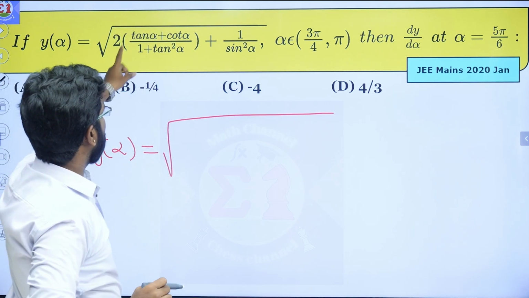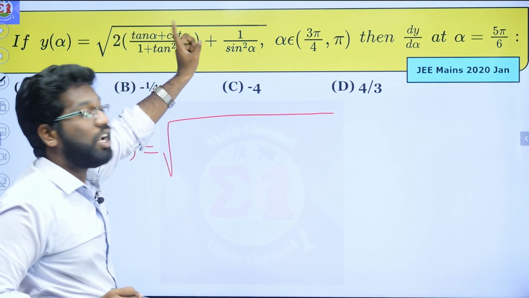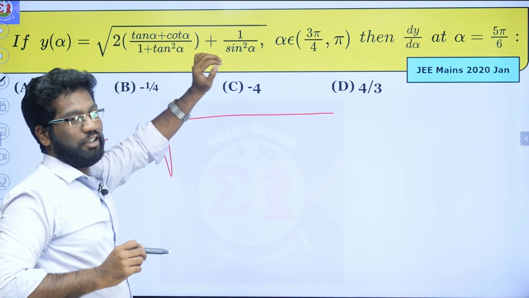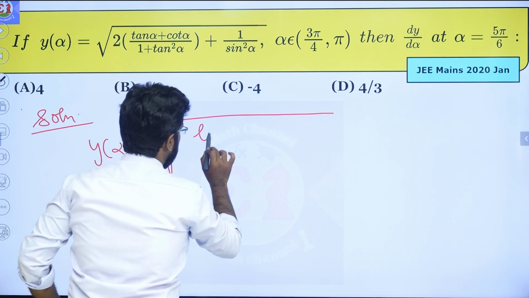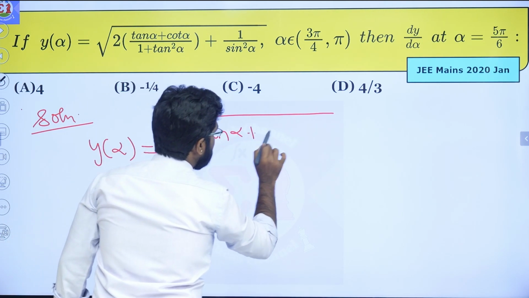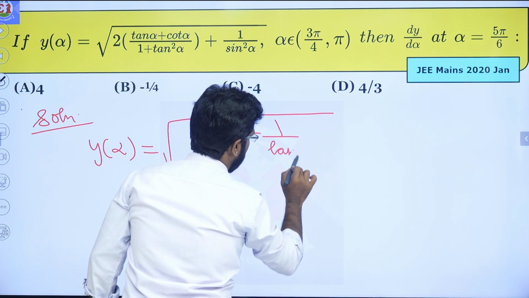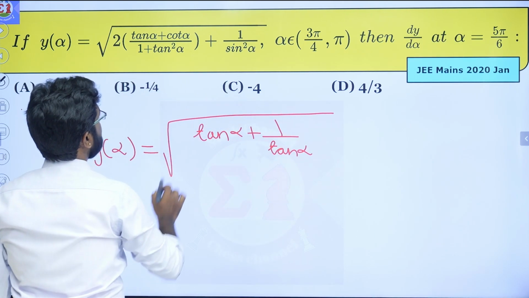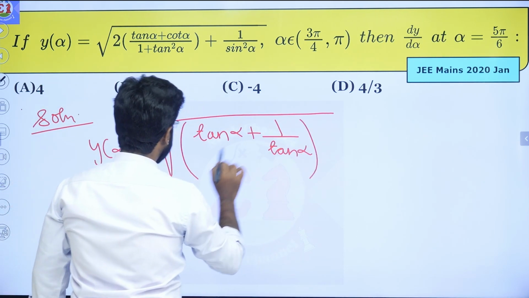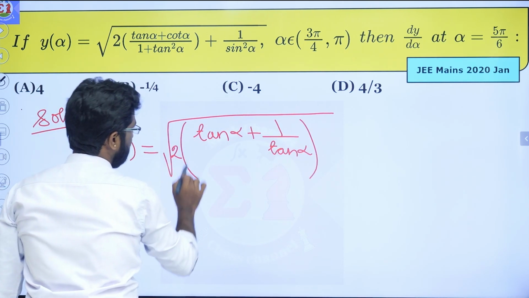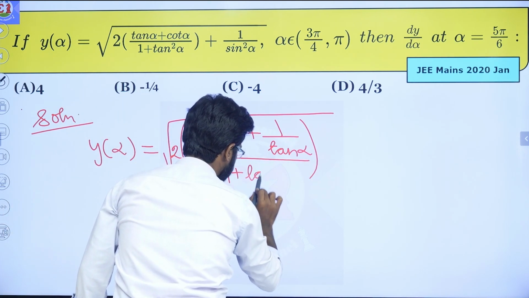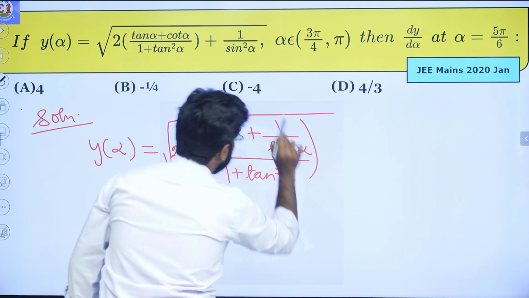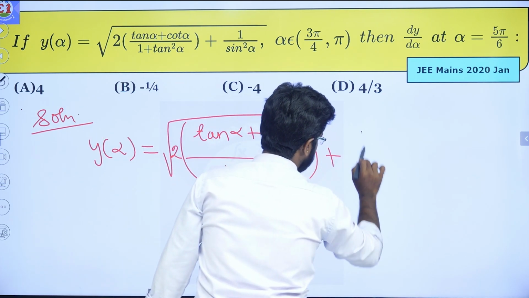So first, what we have to do is simplify this term, my dear students. So what I am doing: tan alpha plus cot alpha. In place of cot alpha, I am converting it into tan, my dear students. So tan alpha plus 1 divided by tan alpha. Okay. Outside, 2 is there, divided by 1 plus tan square alpha, plus 1 by sin square alpha.